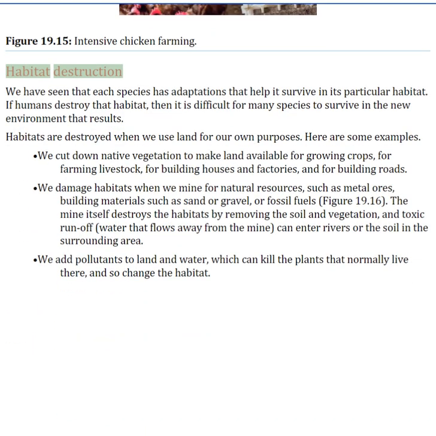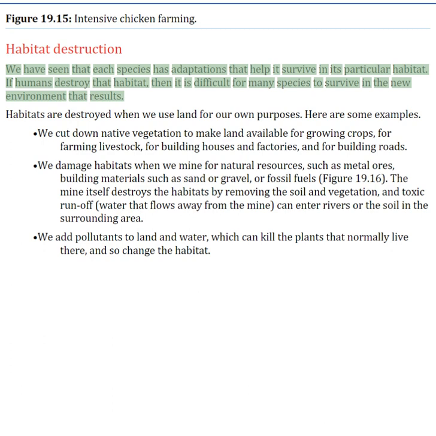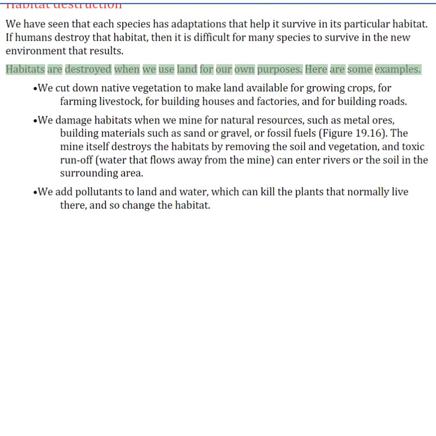Habitat destruction. We have seen that each species has adaptations that help it survive in its particular habitat. If humans destroy that habitat, then it is difficult for many species to survive in the new environment that results. Habitats are destroyed when we use land for our own purposes. Here are some examples.